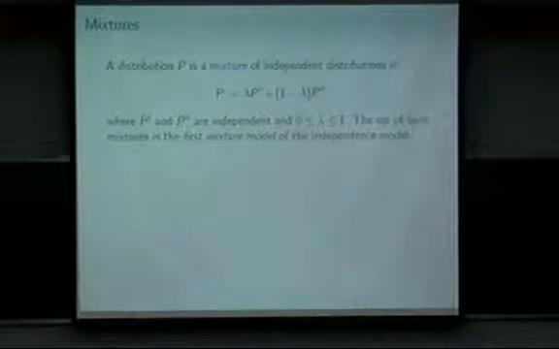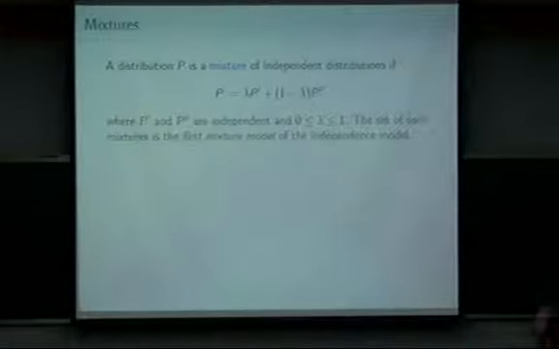Let's move on and come to a more interesting situation. These are mixture models. I'm going to say a distribution P is a mixture of independent distributions if P is a convex combination: P equals lambda P prime plus (1 minus lambda) P double prime, where now P prime and P double prime are independent, and lambda is between 0 and 1. The set of such mixtures is called the mixture model.